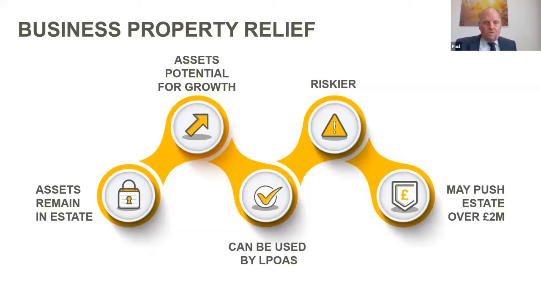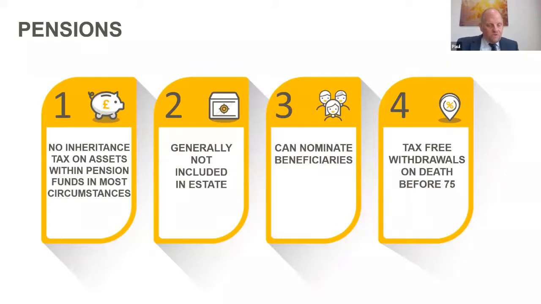Quickly on to one more slide, which is with regard to pensions, because pensions are obviously now very, very useful. Generally on pensions, there's no inheritance tax on assets within pension funds in most circumstances. And in fact, if someone passes away with a pension fund under the age of 75, it's actually free of tax on withdrawals to the next person. Basically, if you're over 75, it's taxed at the rate of tax when the income or capital withdrawn is added to the person's income.